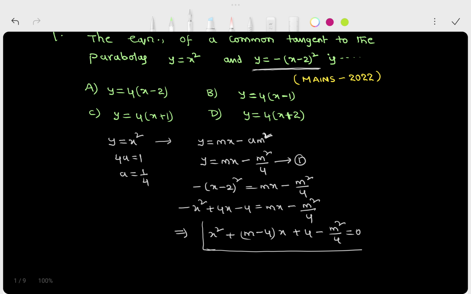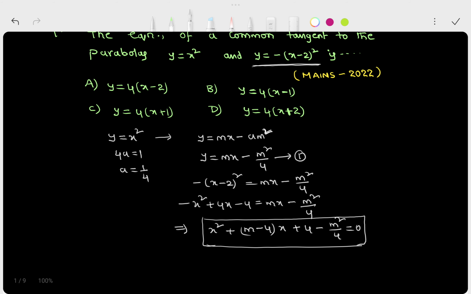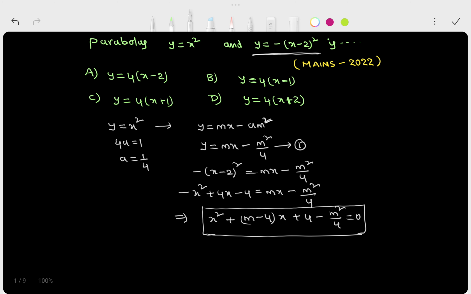Any line is a tangent to the given curve when this quadratic equation has discriminant equal to 0. So the discriminant D = 0. D means b² - 4ac. Here the b value is m - 4, so (m - 4)² - 4ac. The a value is 1, and the c value is 4 - m²/4, so that m²/4 = 0.